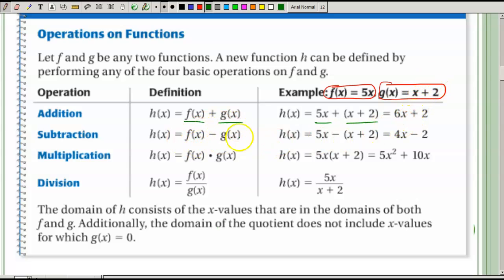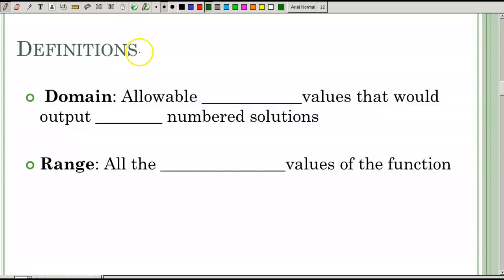Now we can do the same thing with subtraction. We can do the same thing with multiplication, right? We can multiply the 2 functions together, or multiply polynomials together, and we can also divide as well. That's what we're looking at in the first part of section 6.3. So a couple definitions that we've seen before. The domain are all the allowable input values that would output real numbered solutions.